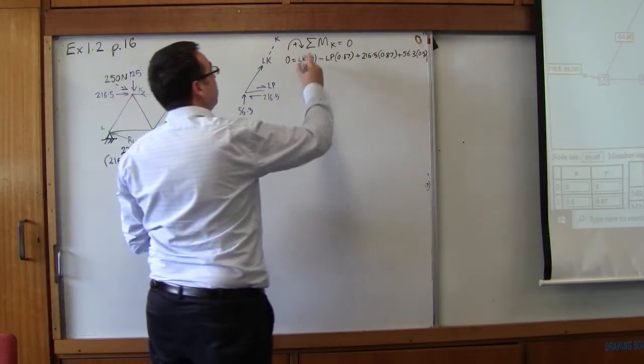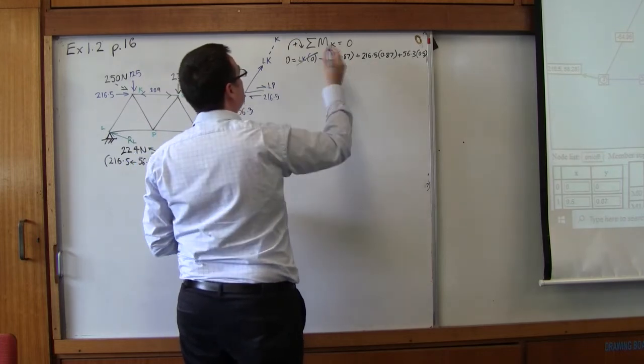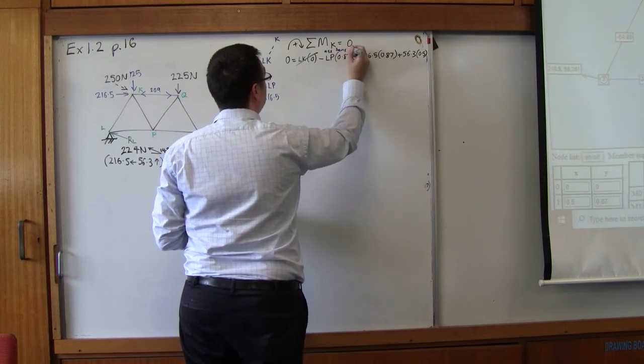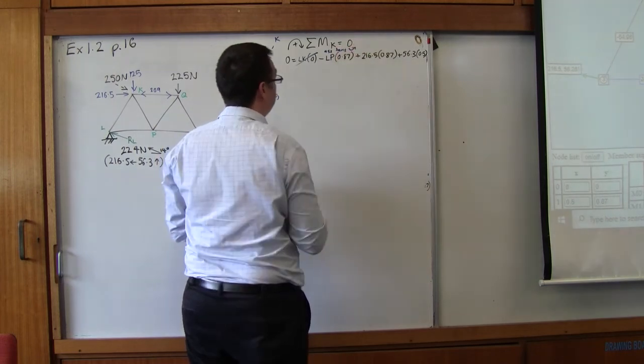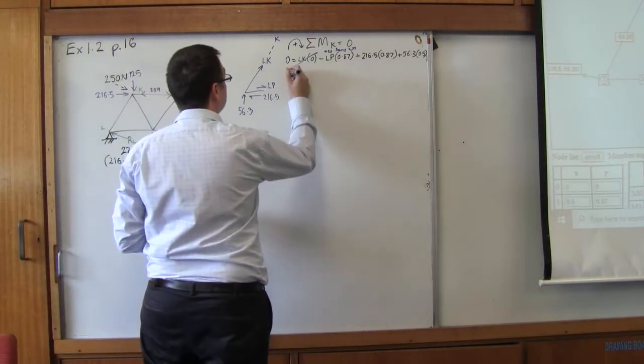You don't need to write this. The LP is negative because we made an assumption that it's in tension. If we assume tension, it will be anti-clockwise. That's why we got negative. I find actually drawing the little arrow does really help.